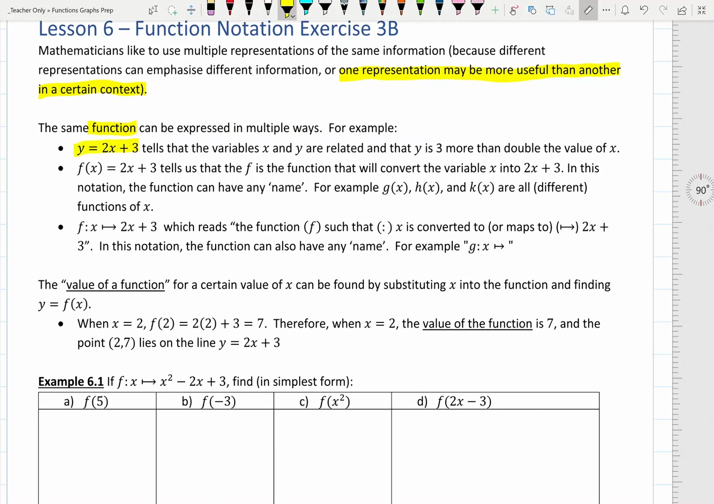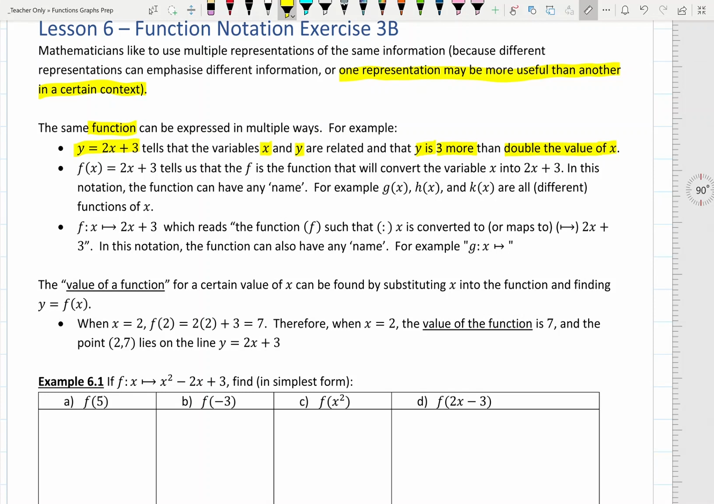So the first one is the one that we're most familiar with, y equals 2x plus 3, for example. It tells us information that x and y are connected, and we can describe the relationship numerically and in words. So we can say that y is 3 more than double the value of x. That's probably the one that we're most familiar with.